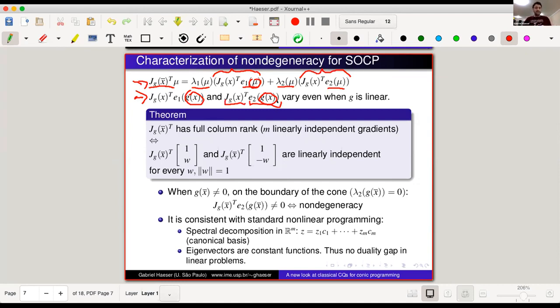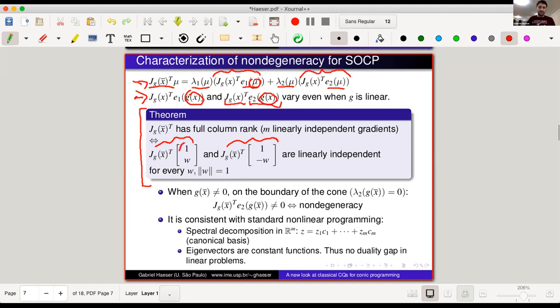So our idea is that, well, if the constant rank condition will be defined in terms of these two vectors, what about the non-degeneracy condition? We should also be able to talk about non-degeneracy in terms of these two vectors. And then we get this easy linear algebra result. So we have that the m gradients are linearly independent if and only if these two vectors are linearly independent.